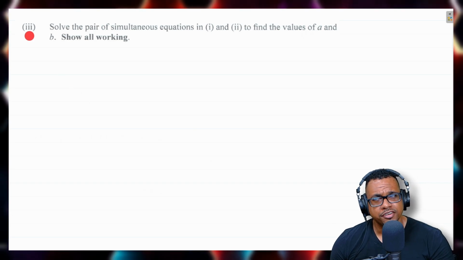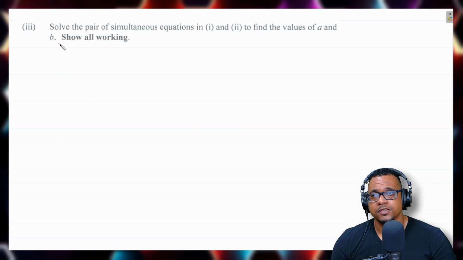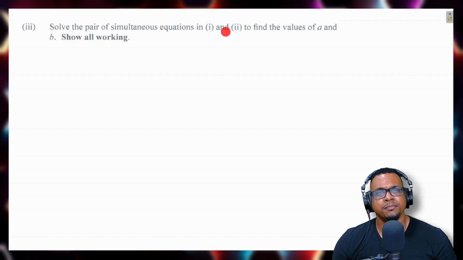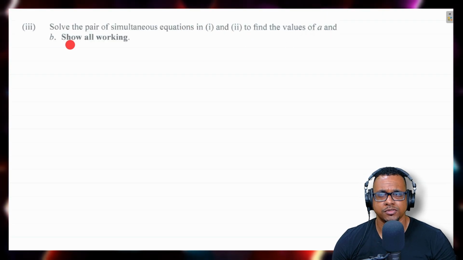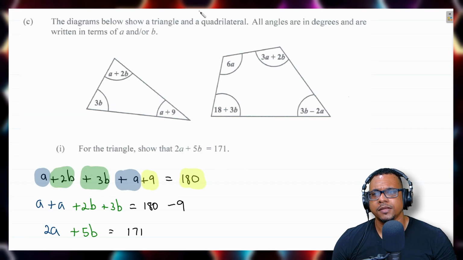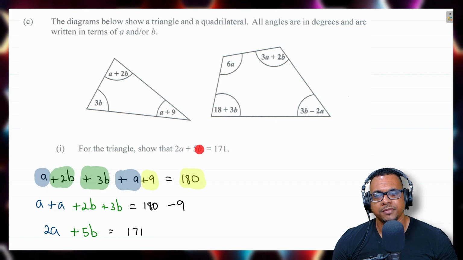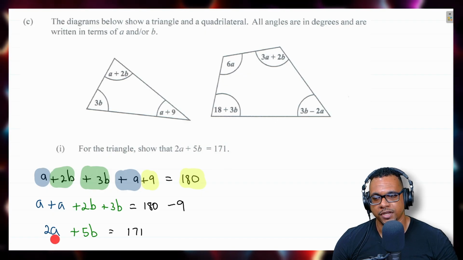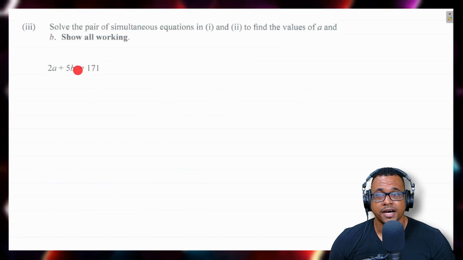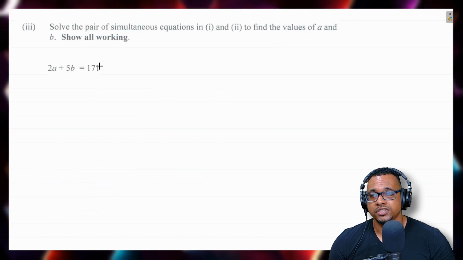And now this part 3 is the last part of question 2. So here we want to solve the pair of simultaneous equations in part 1 and part 2 to find the values of A and B. Of course, I want us to show all working. So let's go back. In part 1, our equation is 2A plus 5B is equal to 171. Of course, we show that here. So here we have the equation from part 1, and we'll call that equation 1.